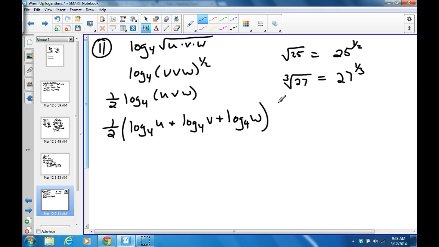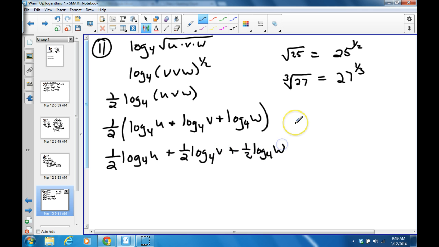Now, is it completely simplified? What do I have to do with that 1/2? Distribute it, and then I'm done. So that is the expanded form of this. So on all those problems that you see right there, you're going to be just expanding it. You're not solving them, you're just expanding them. Okay?